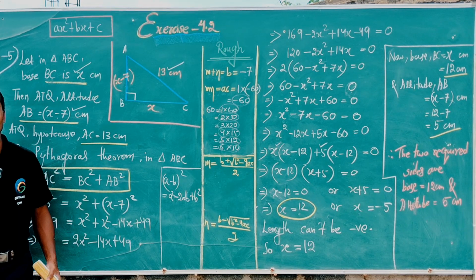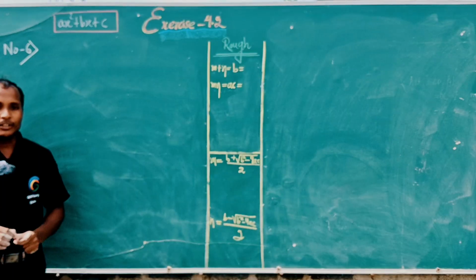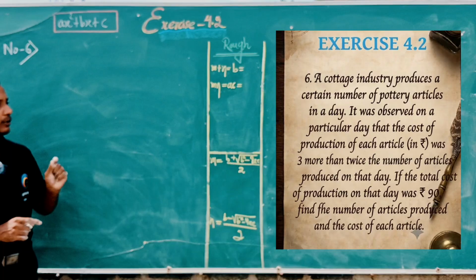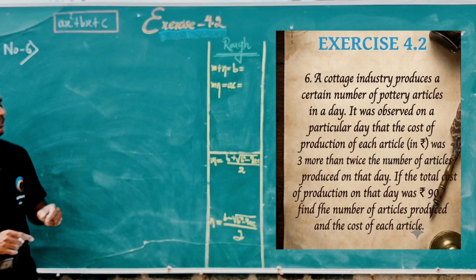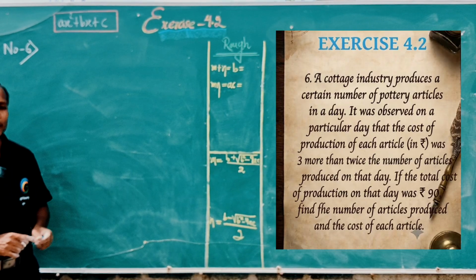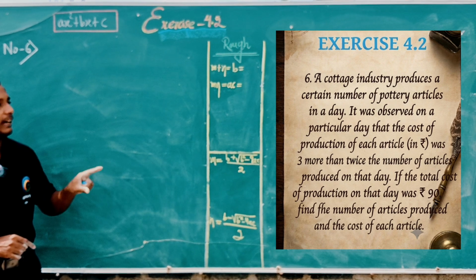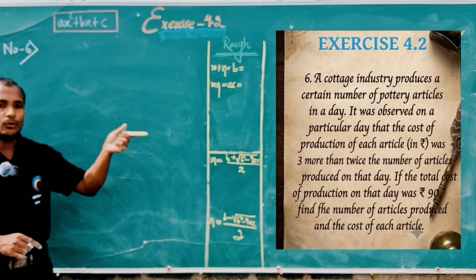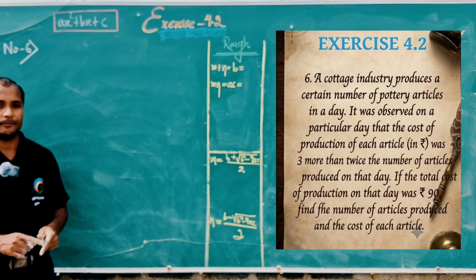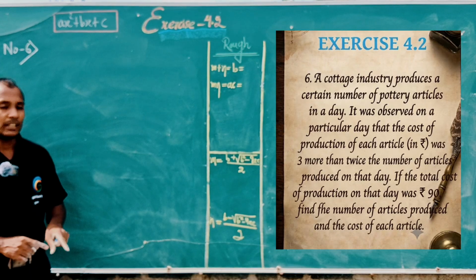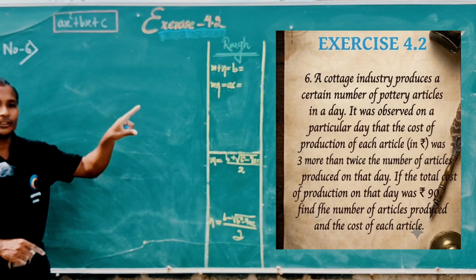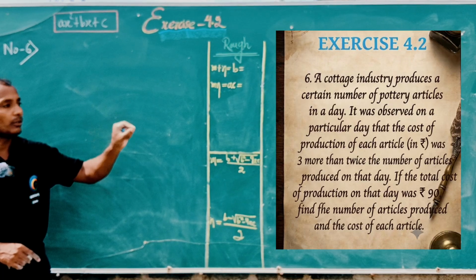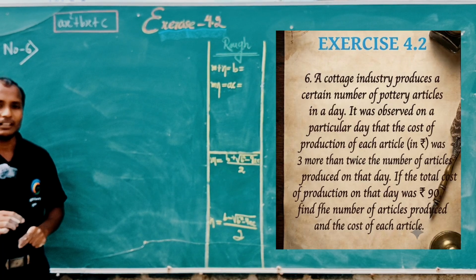Let's go for number 6. So students, we are with question number 6 now. You can see on screen. Question number 6 tells that a cottage industry produces a certain number of pottery articles in a day. On a particular day, it was observed that the cost of producing an article is 3 more than twice the number of articles produced on that day. And the question is also telling you that if the total cost of production on that day was rupees 90, then find the number of articles produced on each day and also the cost of producing each article.